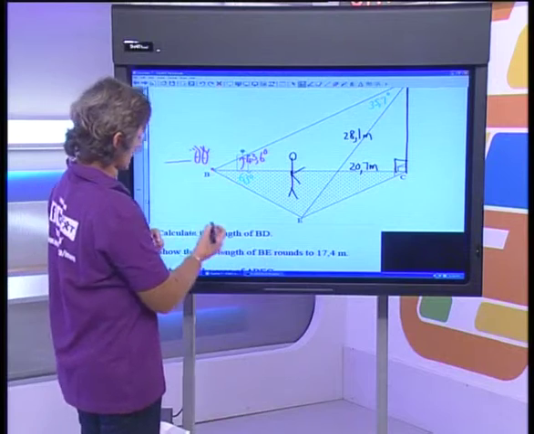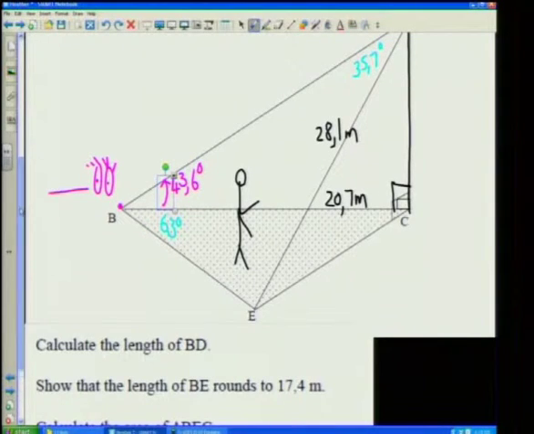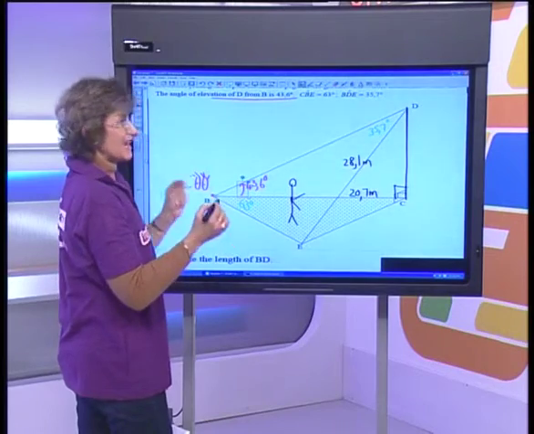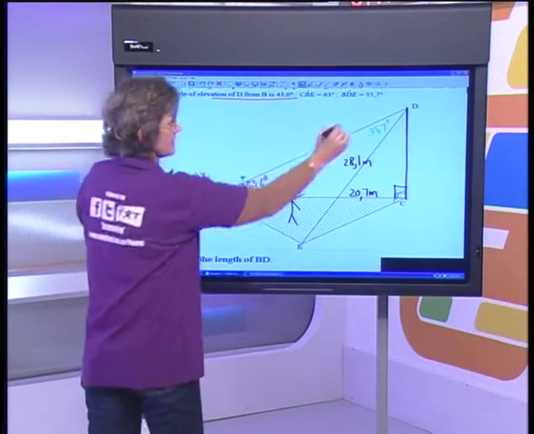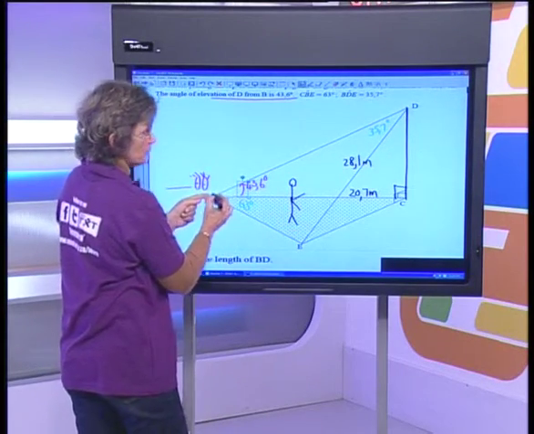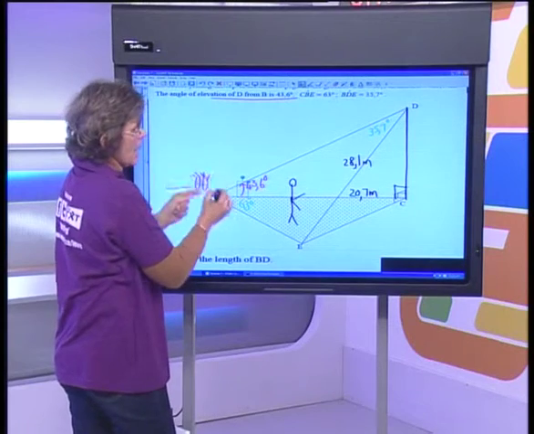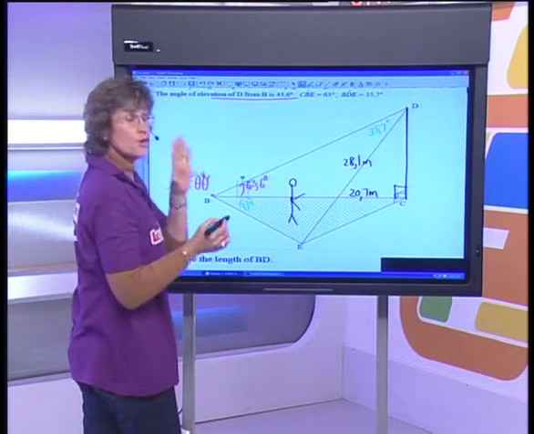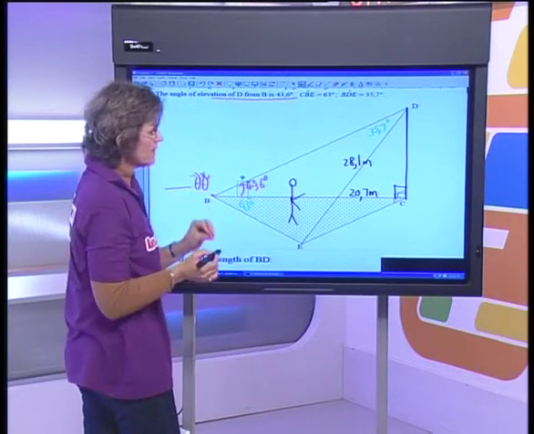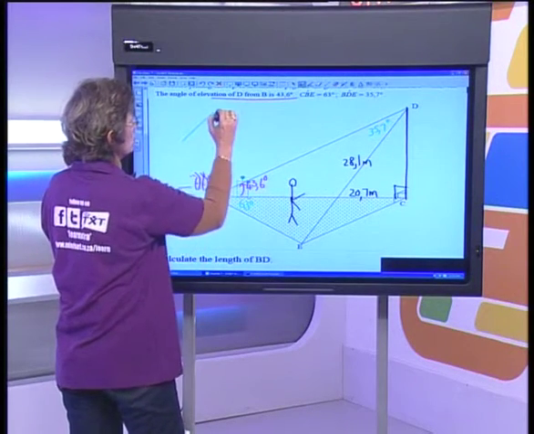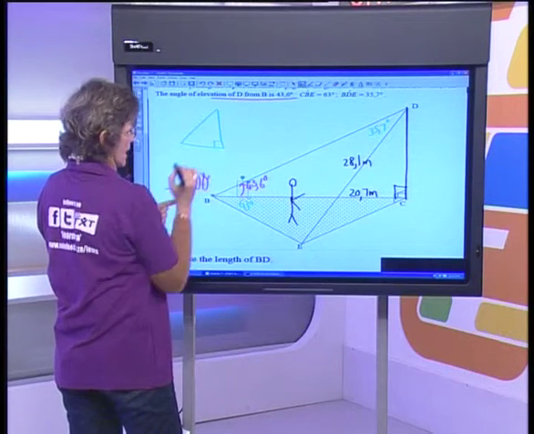The first question is calculate the length of BD. Okay, BD. Now I want you to be aware that BD is actually in a number of triangles. Can you see that it's in this triangle BDE? It's also in the triangle BDC. Now, my hint to you is that you always like to try and start in your right angle triangle first, okay? And if you have a look at your right angle triangle, you've got BDC. So I'm just going to draw it here. All right? There is the right angle.